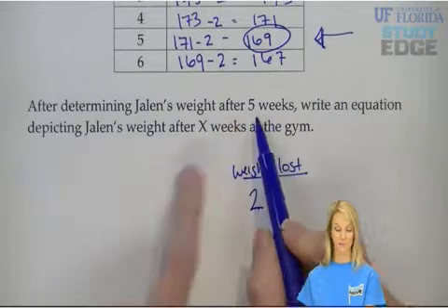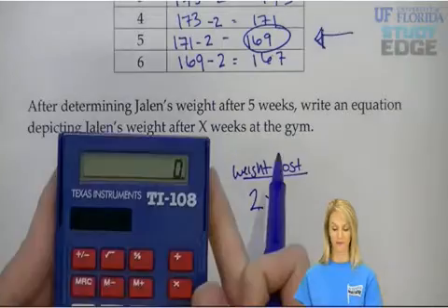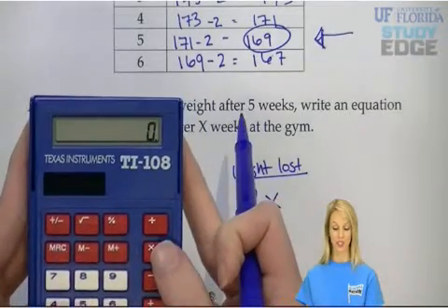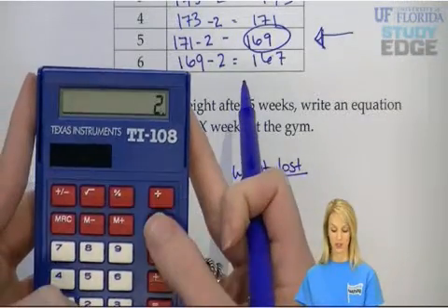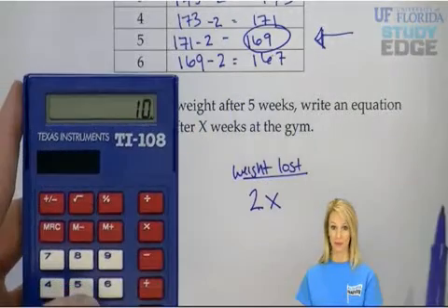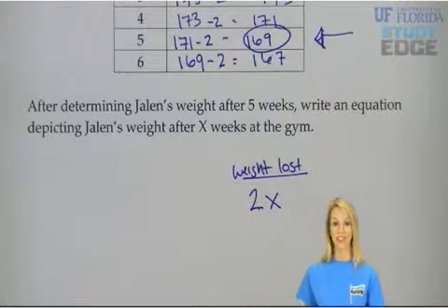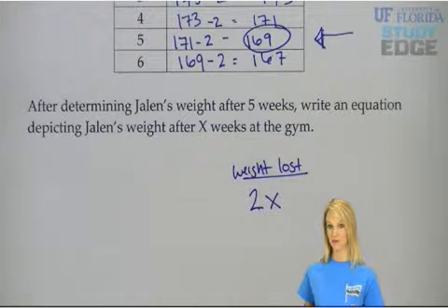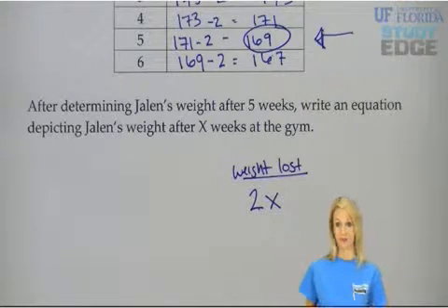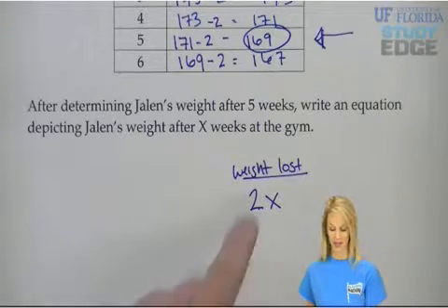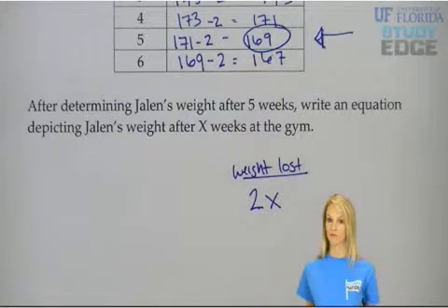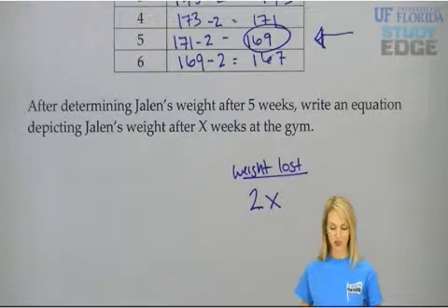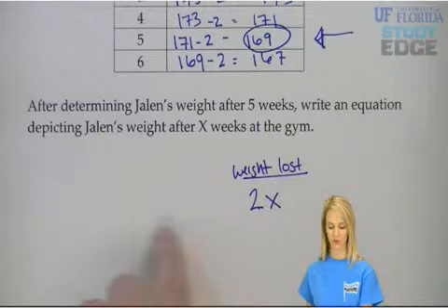So if he worked out for 5 weeks, and we know that he loses 2 pounds per week, then 2 times 5 gave us 10 pounds total. Well, if he lost 10 pounds for working out for 5 weeks, he started off at 179, minus the weight that he lost, so 179 minus 10, that gives us 169. That's all we did in that table. All right, so let's use that information and write an equation.